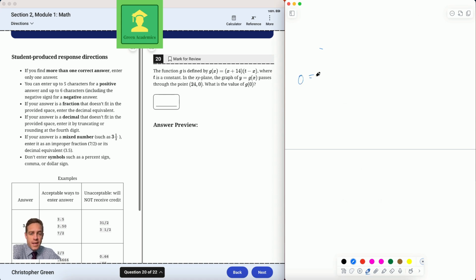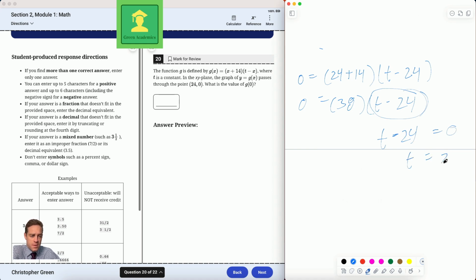So it's 0 equals 24 plus 14 times t minus 24. So it's 0 equals 38 times the quantity t minus 24. Well, the 38 doesn't even matter. That could just disappear. The only thing that makes this true is when this itself is 0, which is, of course, just when t itself is 24. Now, that's not the answer to the question.